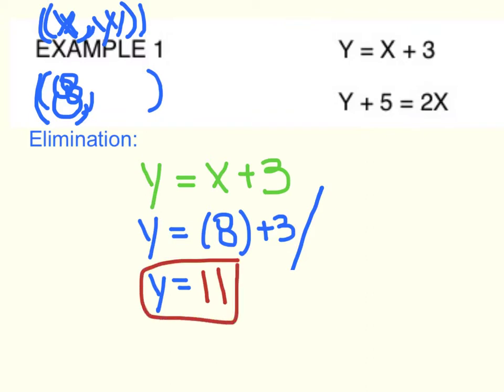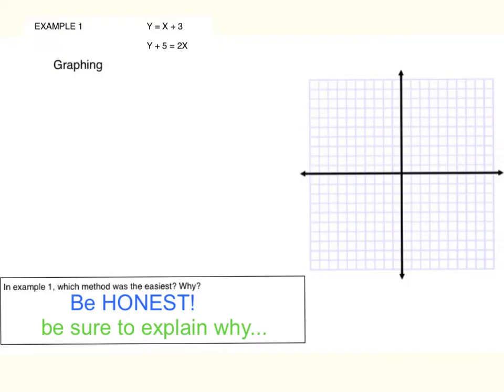So notice our answer is 8 comma 11, which is the exact same answer that we got on the previous slide when we did substitution. So it still proved to work out the same way. Now let's solve the exact same question by graphing. In order to solve by graphing, both of our equations have to be in slope-intercept form, which you know is y equals mx plus b.